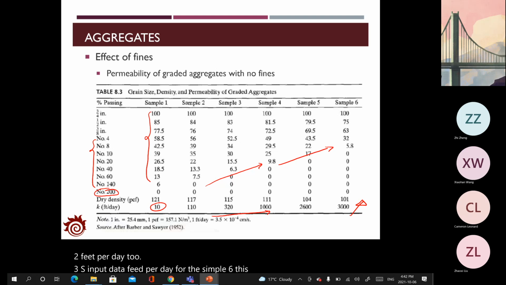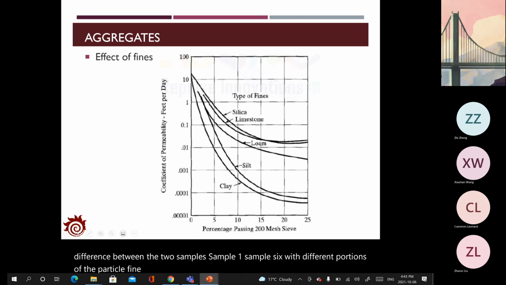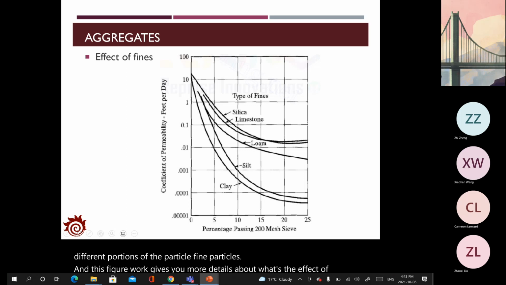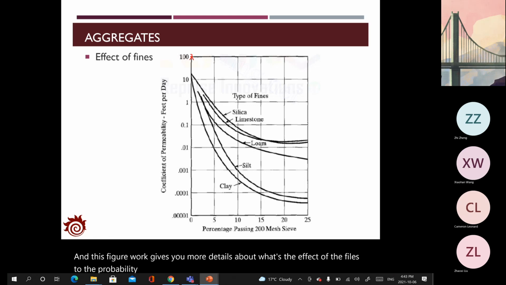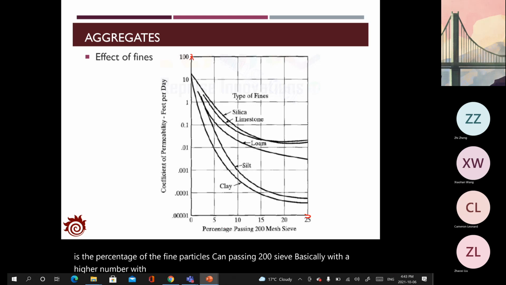This is a very significant difference between the two samples, sample 1 and sample 6, with different portions of the fine particles. And this figure will give you more details about the effect of the fines on the permeability. The vertical axis shows the permeability, and the horizontal axis is the percentage of the fine particles that can pass number 200 sieve. Basically, with a higher percentage, the amount of fine particles would be larger. And clearly, you can see that by increasing the amount of the fine particles, the permeability will be reduced significantly.